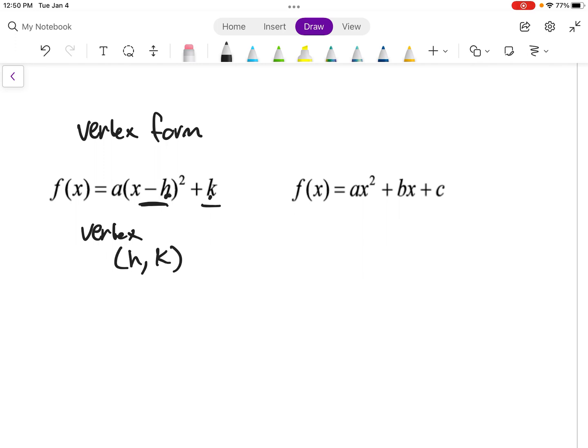This is standard form. Standard form is when it's all multiplied out. So I take the x minus h squared, I multiply it out, I end up with ax squared plus bx plus c. So what we're going to focus on today is taking something that's in standard form, and we want to be able to switch it to vertex form.